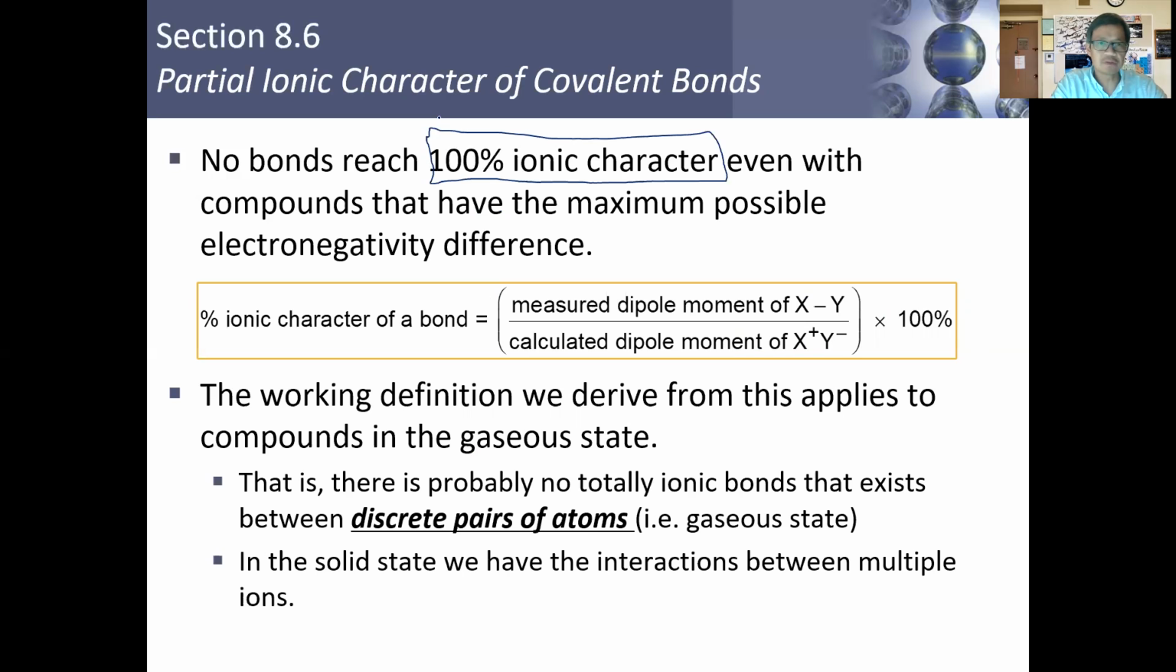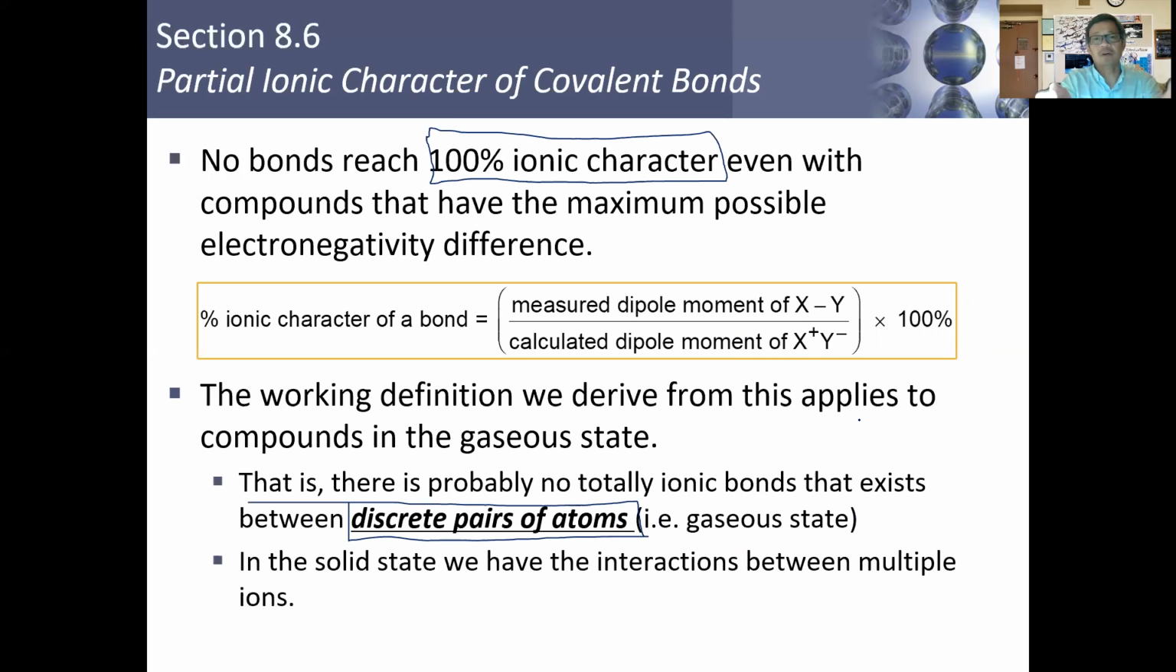And so make sure you understand that we will never get 100% ionic character for any bond between two particular atoms. And this is going to be key here, folks. And I want to point out here, this is the atoms in the gaseous state.